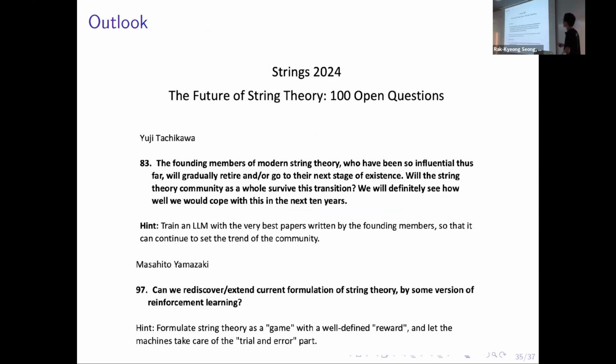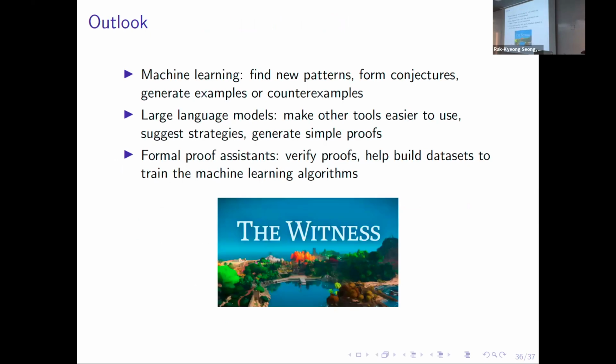Anyhow, going back to the 2 questions. So in the end, maybe I got to talk about something general. You might think, okay, this guy's talking some big picture. Using machines, we have different ways to help our research: machine learning to generate examples and find new patterns or conjectures, LLMs to suggest strategies and even do simple proofs, and also formal proof assistants like Lean, which can help us verify proofs.